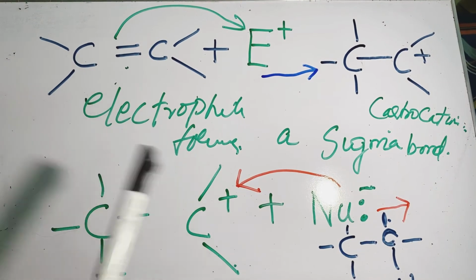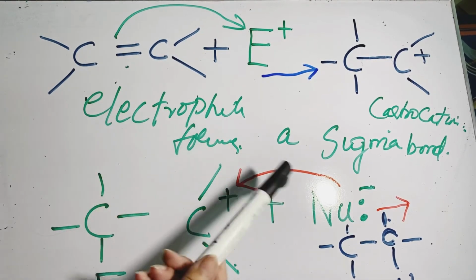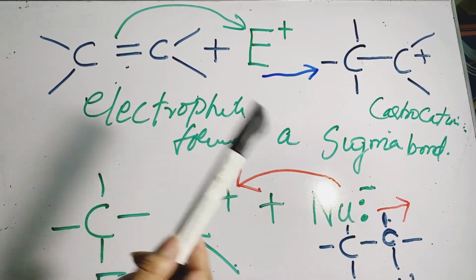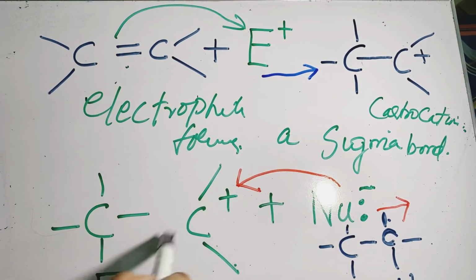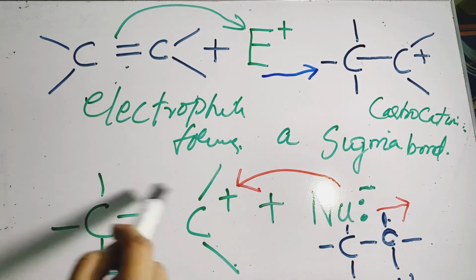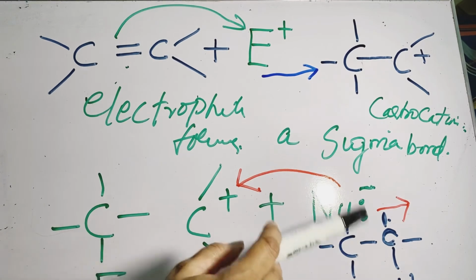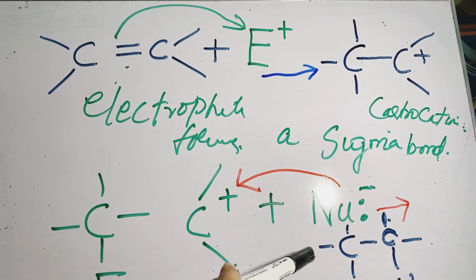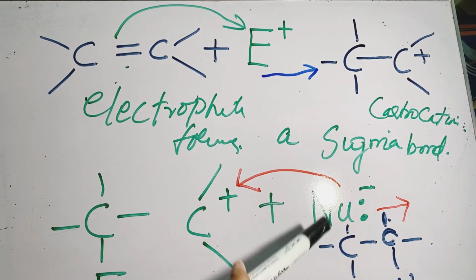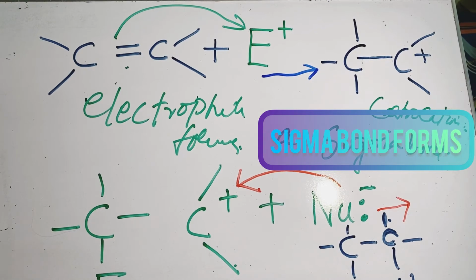That is, the electrophile forms a sigma bond with one of the carbons of the alkene and becomes a carbocation, which is a strong electrophile and is able to react with a nucleophile to form a sigma bond, as shown below. You can see it is again forming a sigma bond. This carbocation is attacked by this nucleophile, and a sigma bond formation took place.